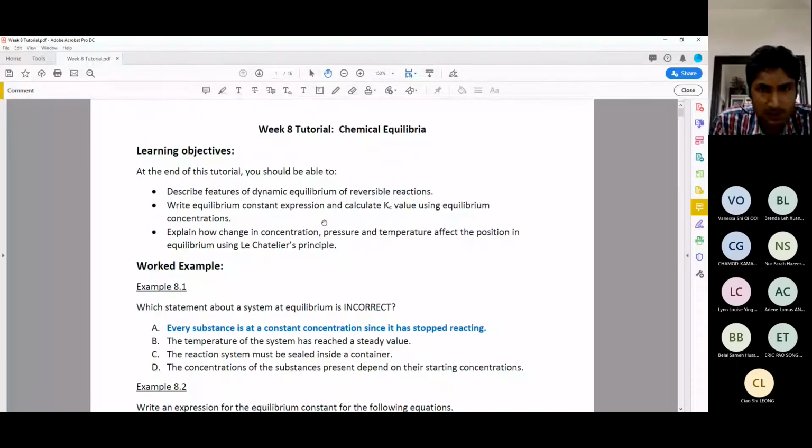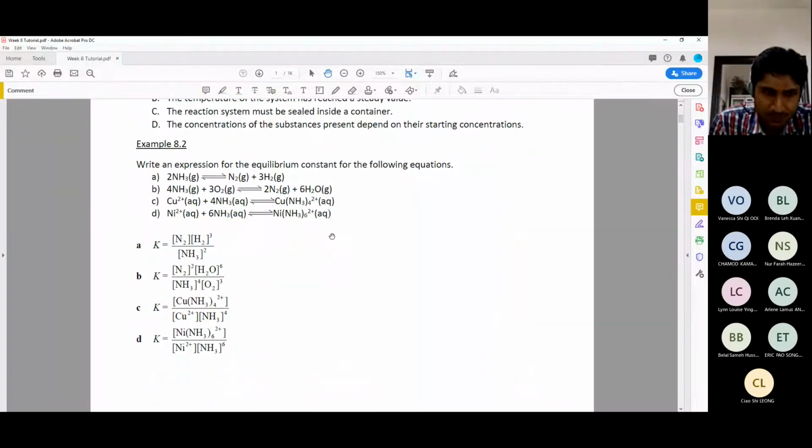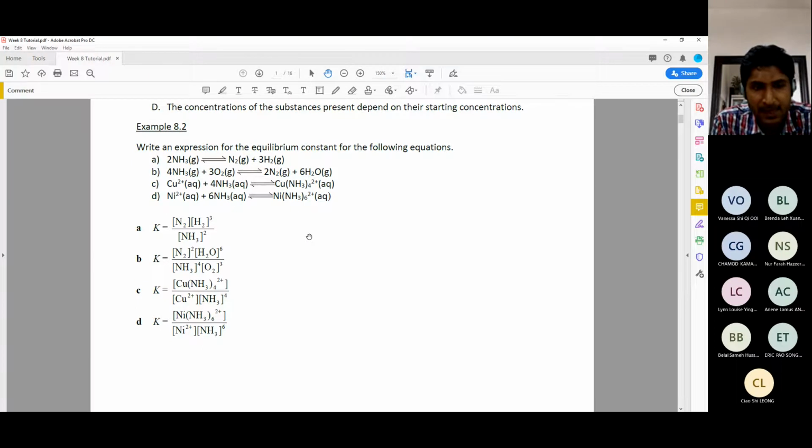Okay, so this is our tutorial. It's all about chemical equilibria. The first thing to know to get to chemical equilibria is that a chemical reaction is occurring in this process. What is the other condition that we should know about? Can anybody tell me?